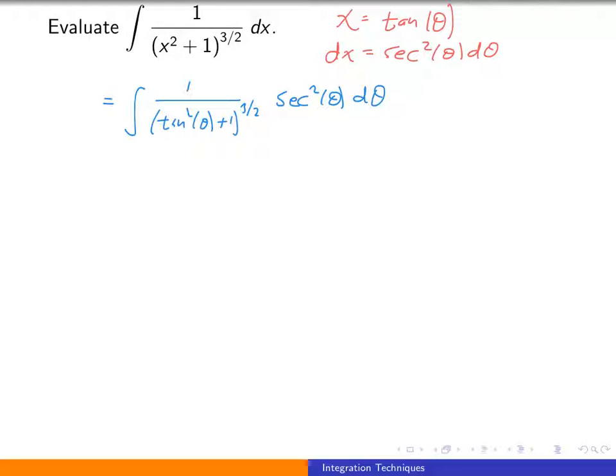And once we do this, our first step is always going to be to simplify the integrand by applying a corresponding trig identity. And here the corresponding trig identity is that tangent squared plus 1 is equal to secant squared. So this will be 1 over the quantity secant squared to the 3/2 times secant squared.